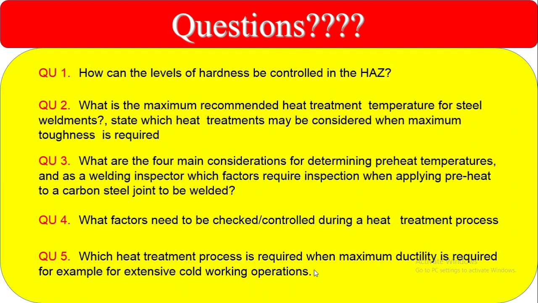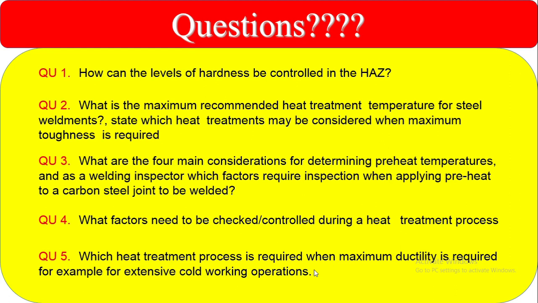How can the level of hardness be controlled in the HAZ? I already explained that. What is the maximum recommended heat treatment temperature for steel weldment? I also explained that in the particular process. What are the 4 main considerations for determining preheat temperature? One is the carbon equivalent, and like this there are 4 things.